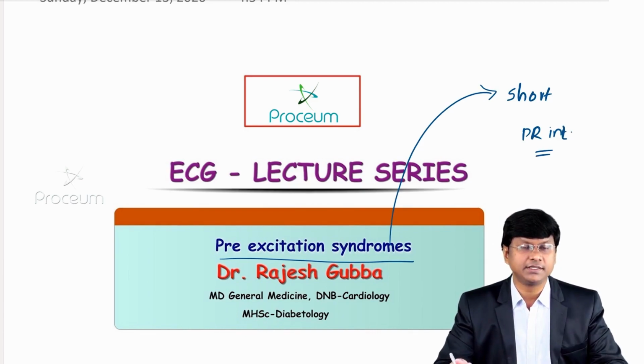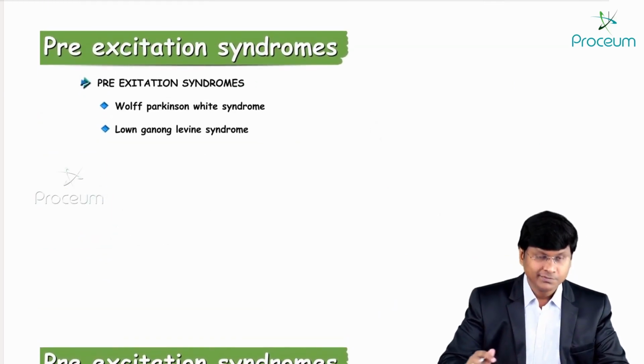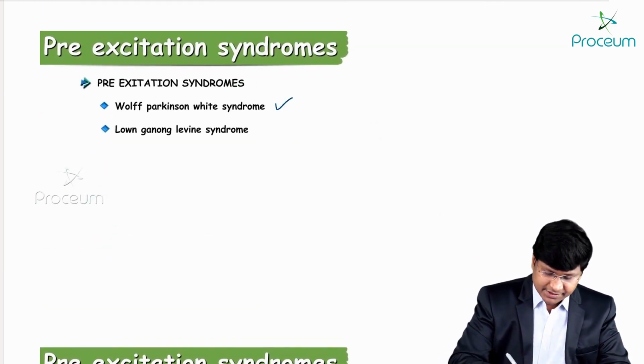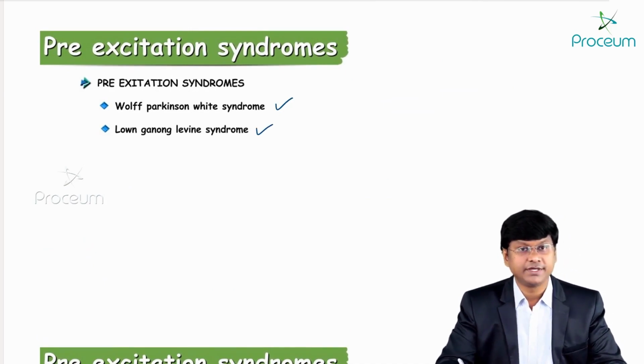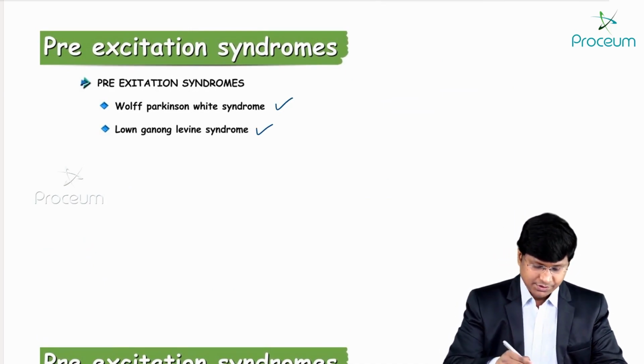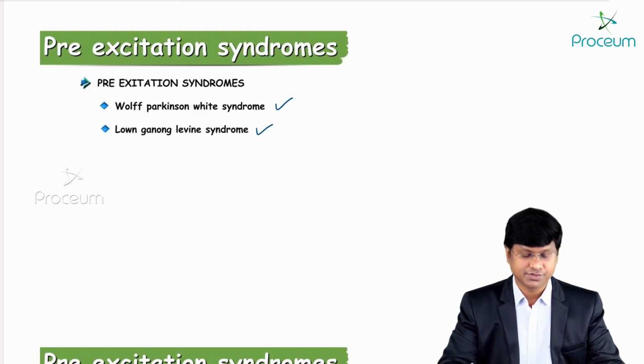Now, what are the examples of the pre-excitation syndromes? That includes the following. Number one, the Wolff-Parkinson-White syndrome. And the second one is Lown-Ganong-Levine syndrome. So these are the two important pre-excitation syndromes.